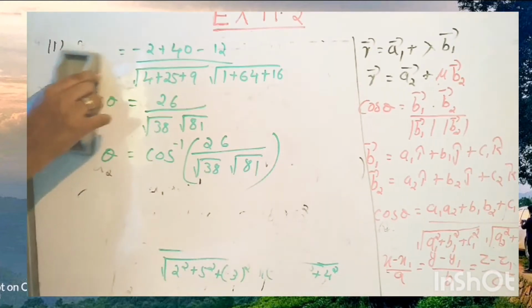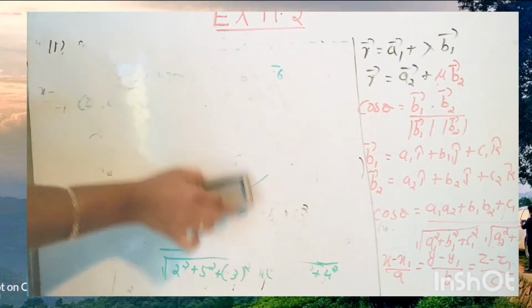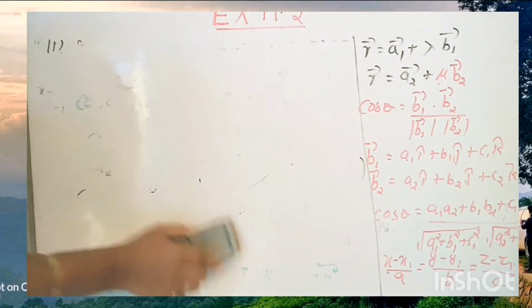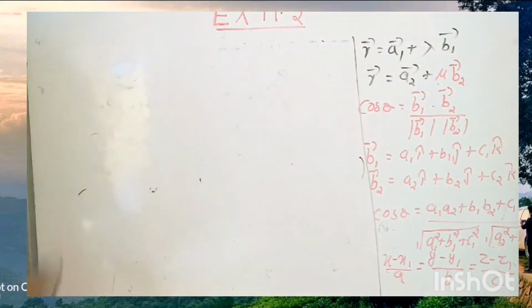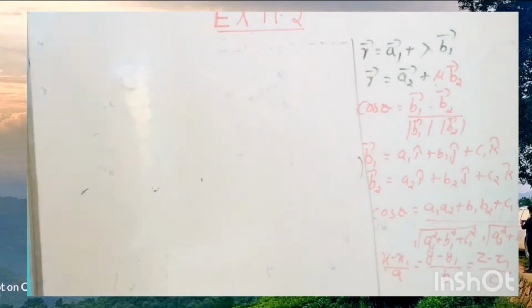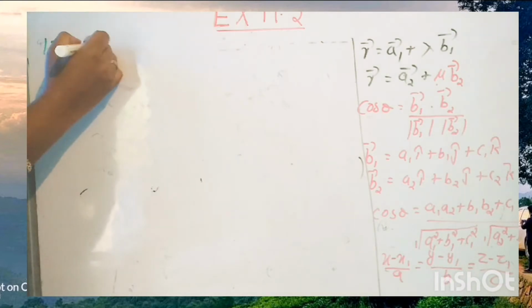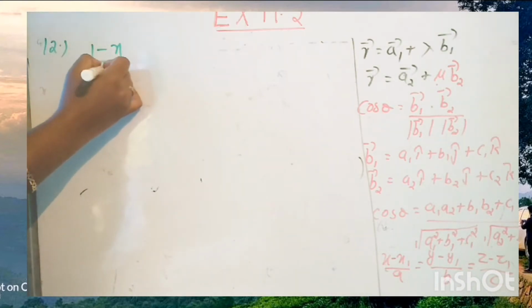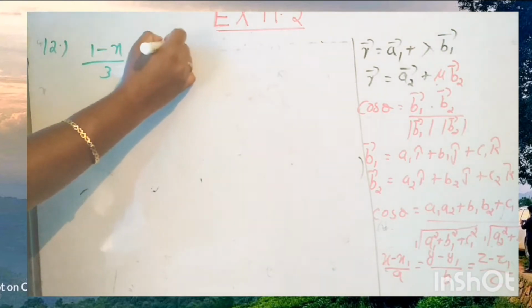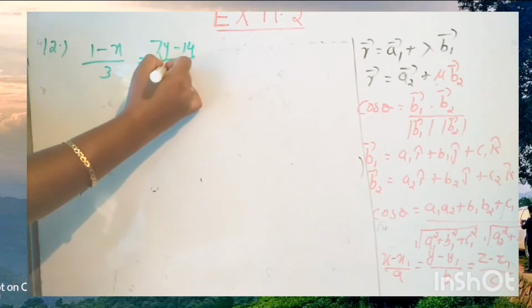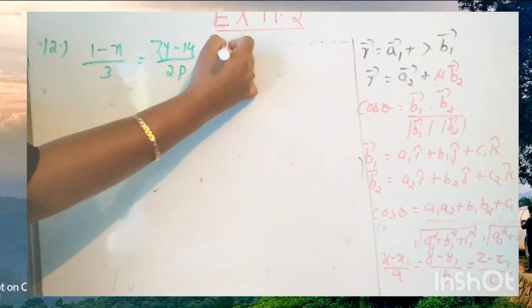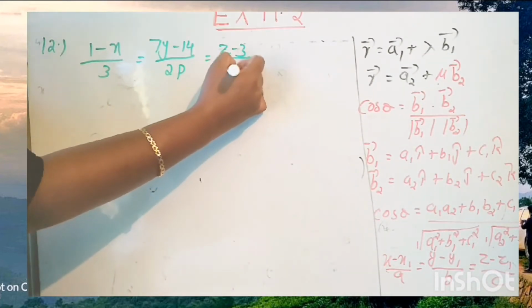That means these two lines are perpendicular. So, consider the given equations. The first equation is (1 minus x)/3 = (7y minus 14)/(2p) = (z minus 3)/2.